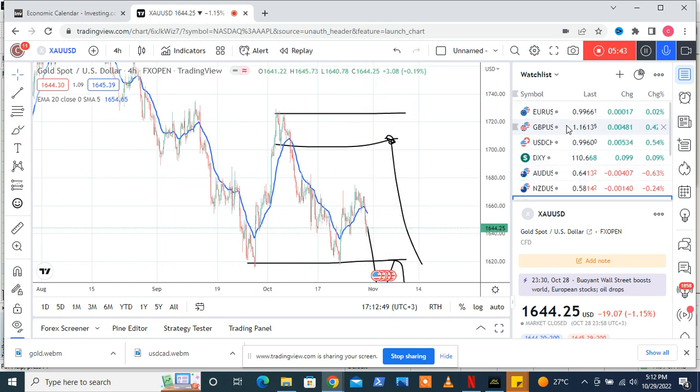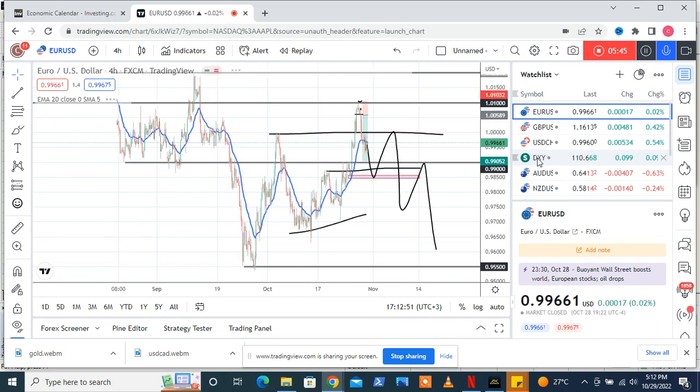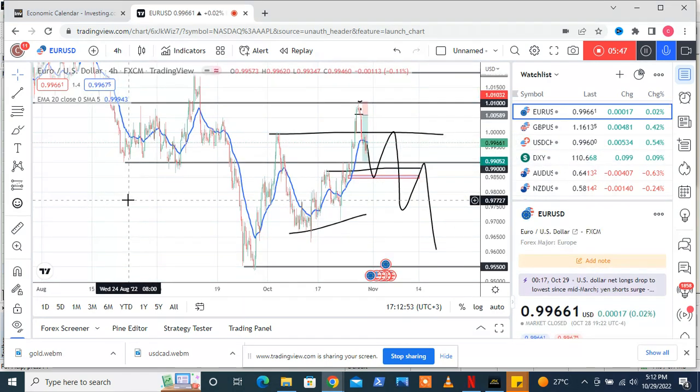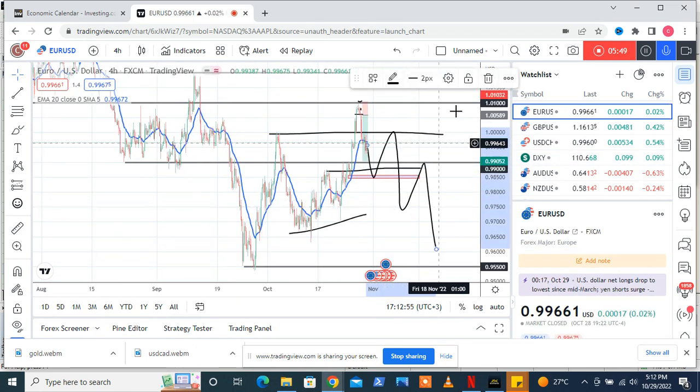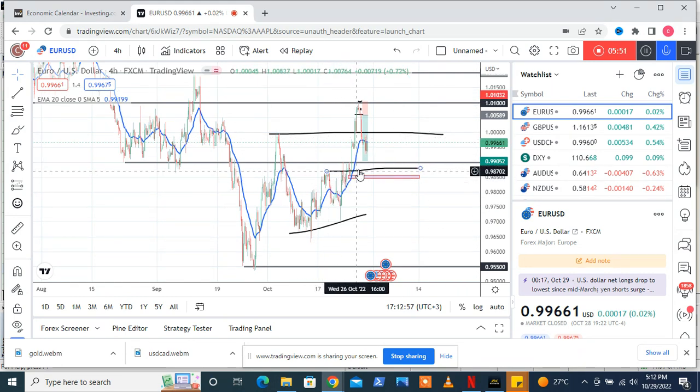So if we look at Euro USD, we had some setups that we took. Let me remove these drawings. I was doing something here.